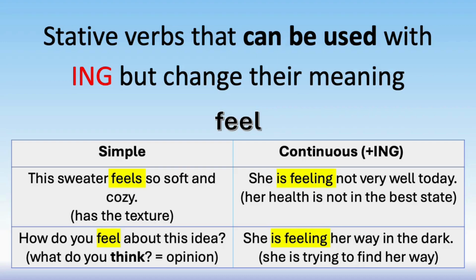The next situation, you can see here, how do you feel about this idea? In other words, I'm asking, what do you think about this idea? So that's when you use it in present simple. If you use it with ing ending, you should remember about this situation.